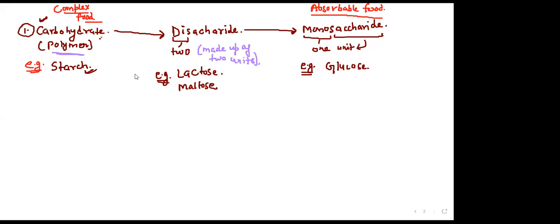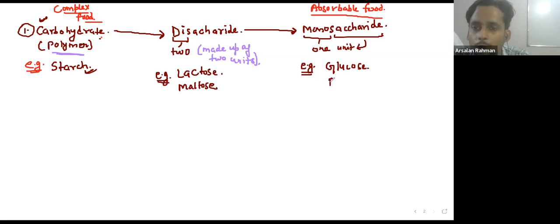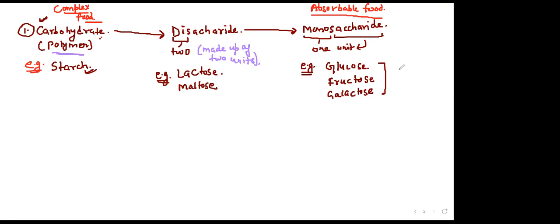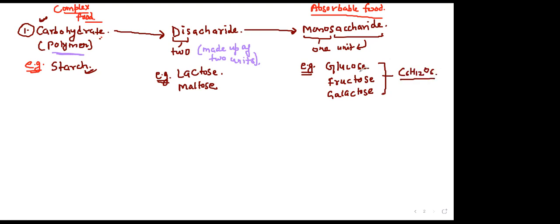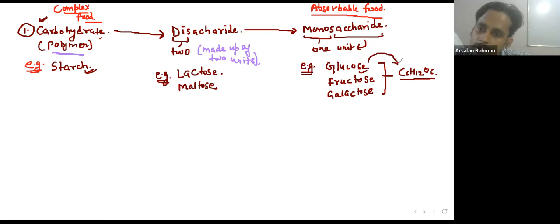Yes, sir. Okay. Have you heard about fructose? Glucose, fructose, and the third one is galactose. What is the formula of glucose? I have told you the formula of glucose in photosynthesis. C6H12O6. You must be surprised that the formula for glucose is C6H12O6. The formula for fructose is C6H12O6, and the formula for galactose is C6H12O6.